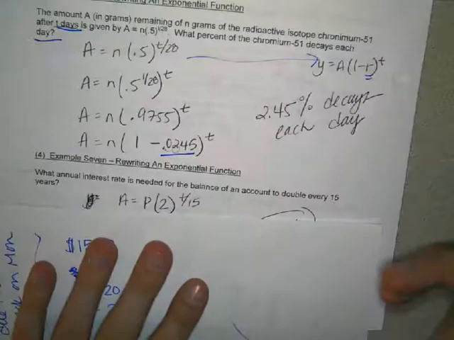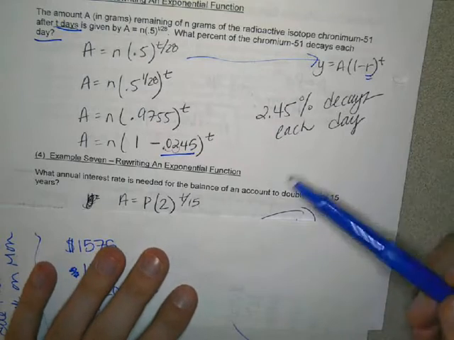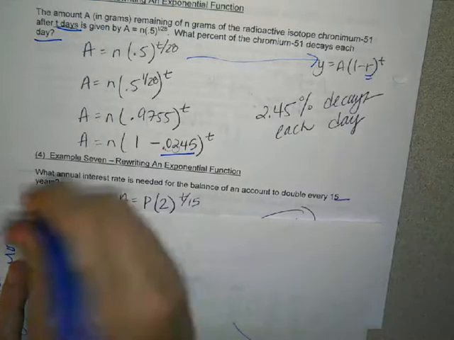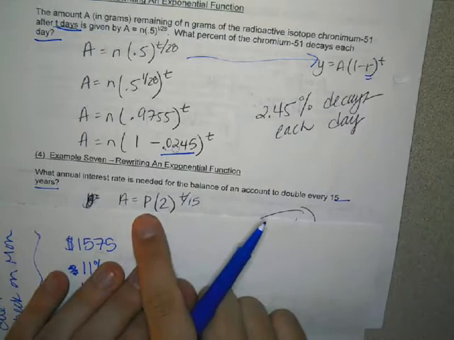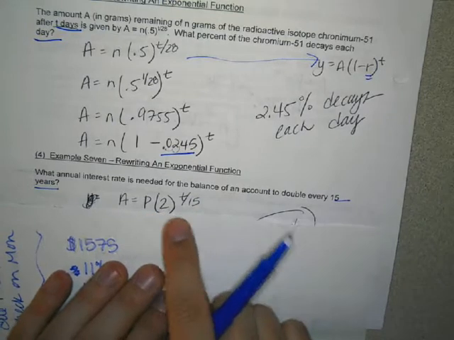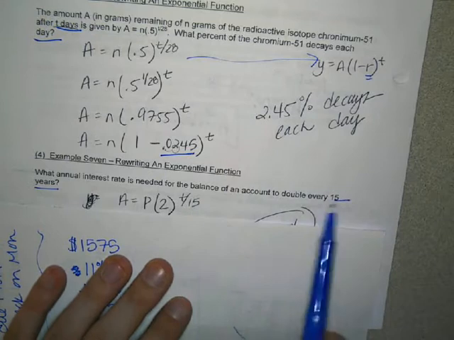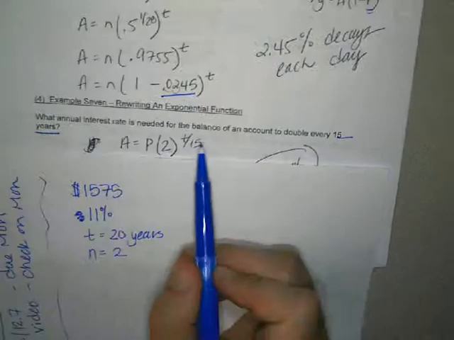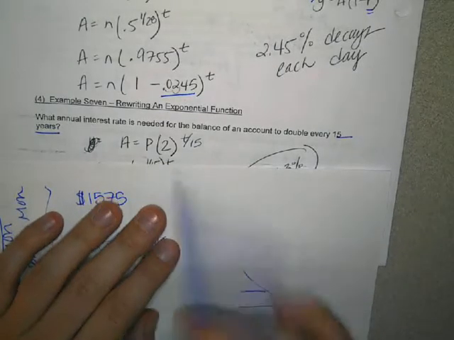One last example. Interest rate needed for the balance of an account to double every 15 years. Okay, so every 15 years we want it to double. 2 is my base. I'm looking for my interest rate. So I'm trying to get it set up into the 1 plus or 1 minus r. Because it only doubles every 15 years, I have to take my time, my years, and divide it by 15 to represent what's going to happen every year to get to that doubling after 15 years.